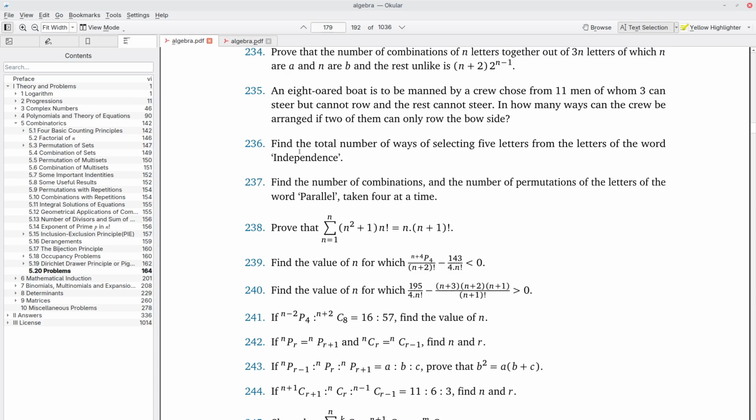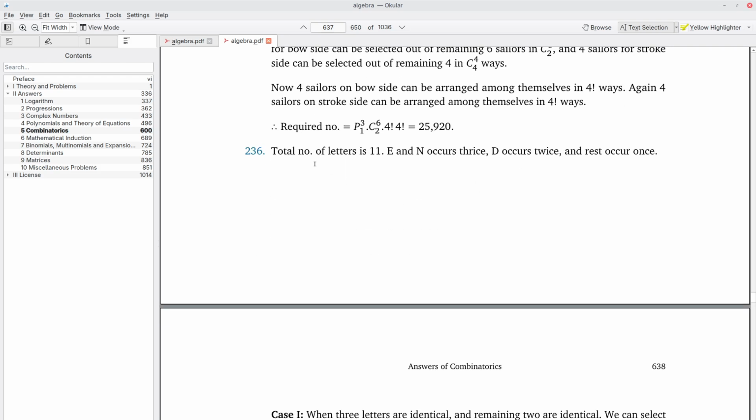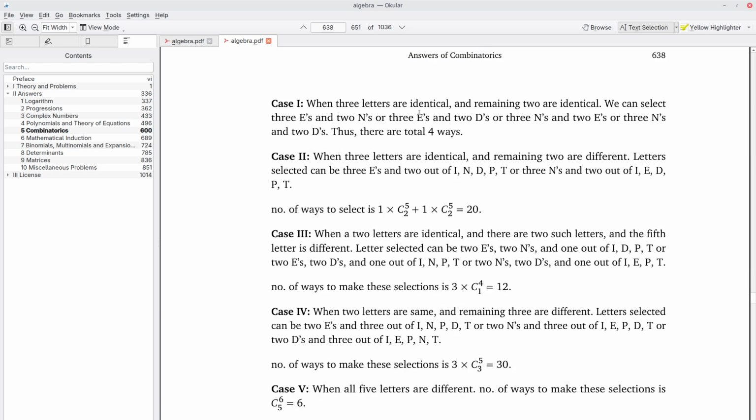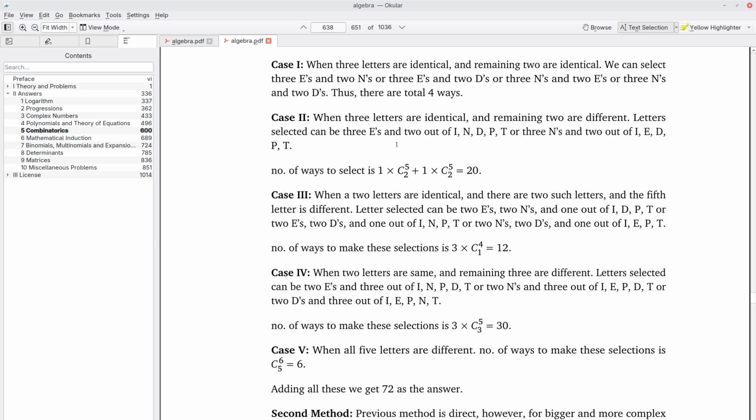Question 236 says, find the total number of ways of selecting 5 letters from the letters of the word INDEPENDENCE. There are a total of 11 letters: E occurs thrice, N occurs thrice, D occurs twice, and the rest occur once. Our first case is when 3 letters are identical and the remaining 2 are identical. We can select 3 E's and 2 N's, or 3 E's and 2 D's, or 3 N's and 2 E's, or 3 N's and 2 D's. Thus there are a total of 4 ways.